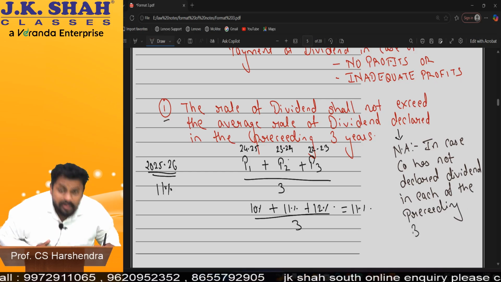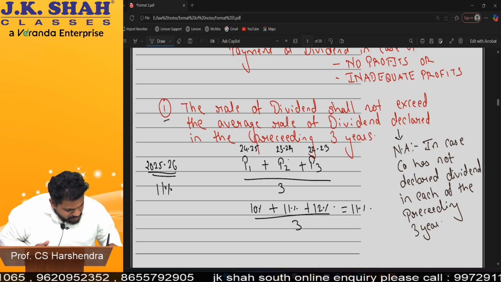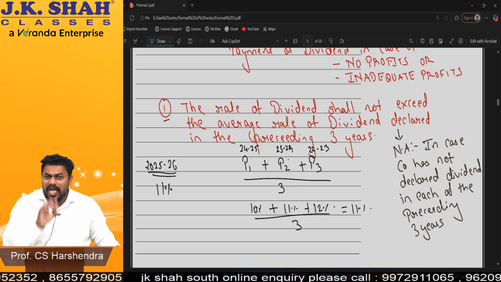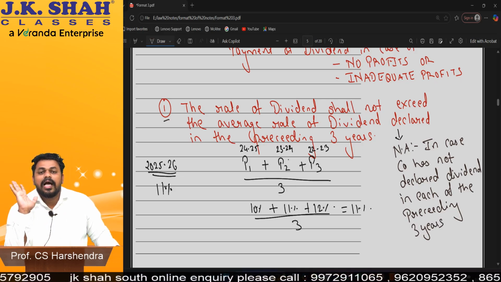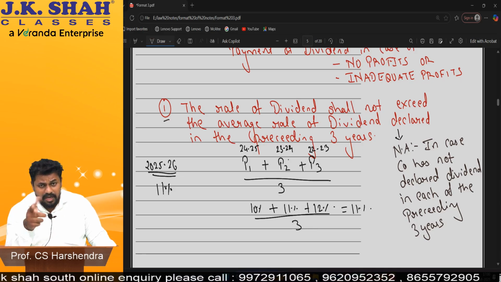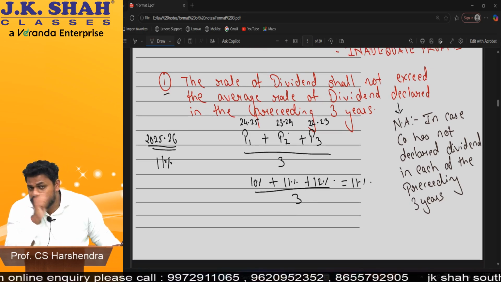Did you understand the question somebody asked? That means, for example, in P1 they declared dividend, in P2 they declared, but in P3 they did not declare. Have they declared dividend in each of the preceding 3 years? No. Then the first point is not applicable. I'll give you a question also in your Telegram group, or else we'll solve that question also. That's homework for you. Tomorrow we'll see the solution also.